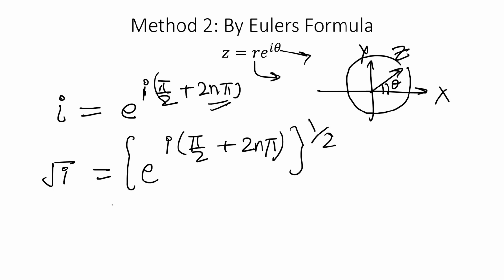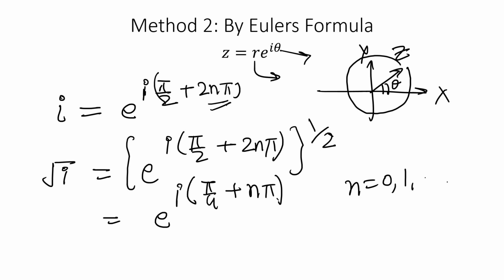So what we get from here is e raised to the power i times half multiplied, and we get pi by 4 plus n pi. This is what we are getting. And I think I forgot to say this before, n is an integer. So we can take any integral value of n. We can take n equals 0, n equals 1, n equals 2, n equals 3, or negative values as well.